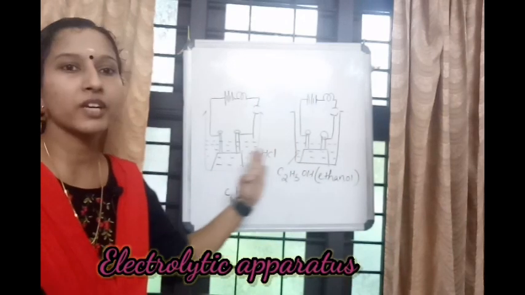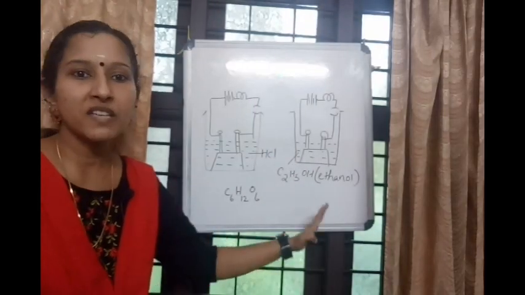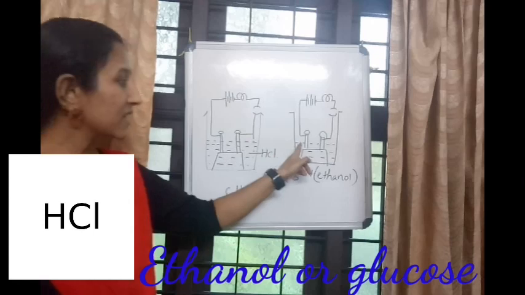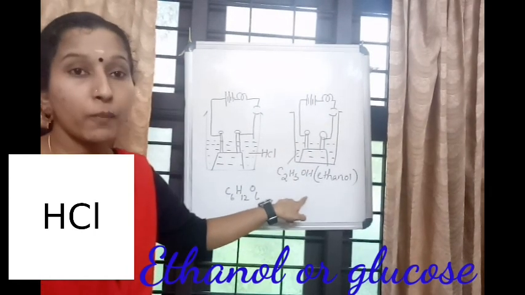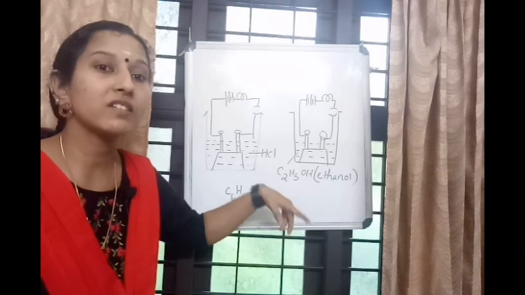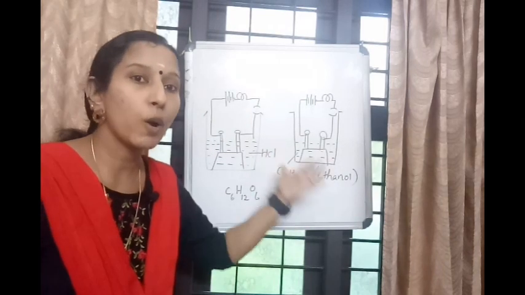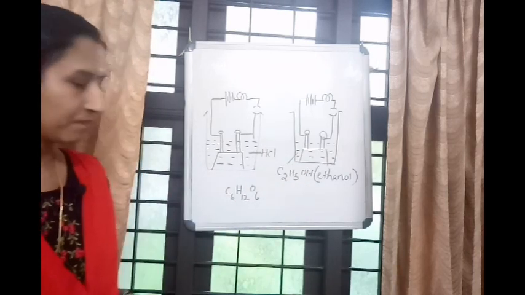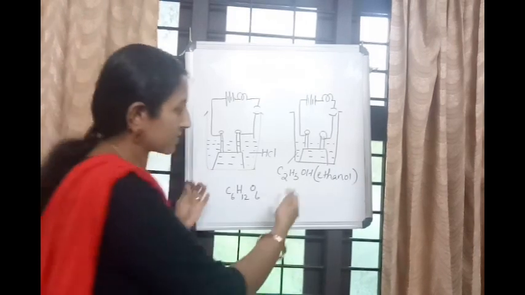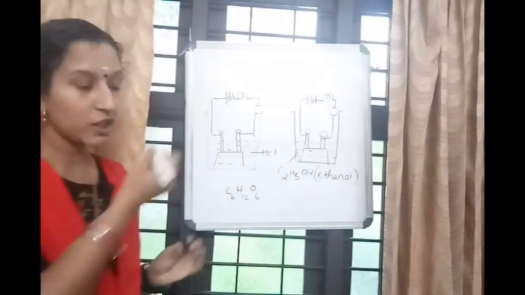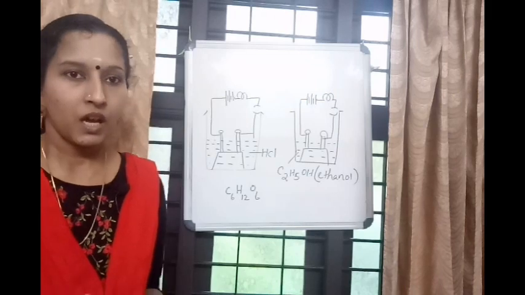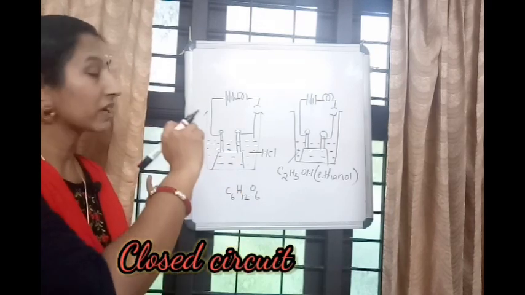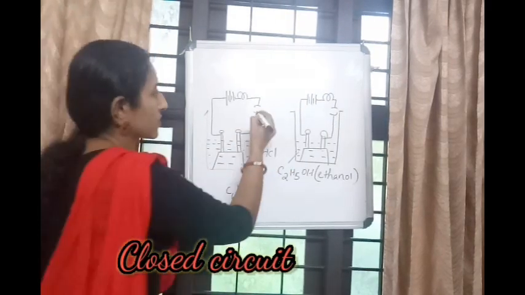So you can see two voltameters on the board. The only difference is that in the first figure you can see the electrolyte as hydrochloric acid, and in the second figure it is ethanol. It's a new compound for you. What is ethanol? We'll study it in Carbon and its Compounds. So just think of the electrolyte in the second figure as ethanol, C2H5OH. This is not 3, this is H. Now I am going to put the switch or key on the two figures.